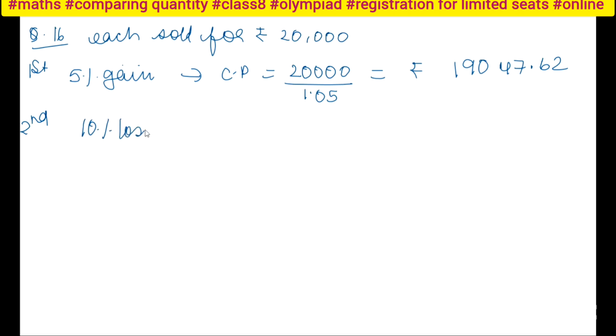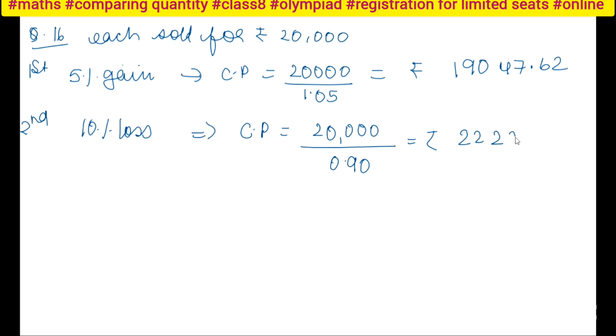Okay. Now the second one is a loss. 10% loss. So 10% loss means what? CP is equal to 20,000 divided by 0.90, because I have to minus it. I have to add in gain and I have to minus in loss. So what will I get? I will get rupees 22,222.22. So these are the 2 values.